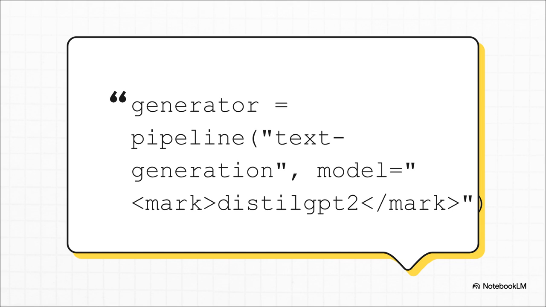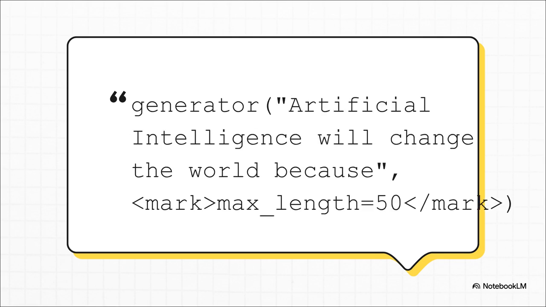All right, on to step 2. Here, we use this awesome shortcut from the Transformers library called a pipeline. We just tell it what we want to do, in this case, text generation, and then we tell it which model we want to use. For this, we're picking one called Distilled GPT-2. It's basically a small, super fast version of GPT-2, which makes it perfect for running on pretty much any computer without a fuss.